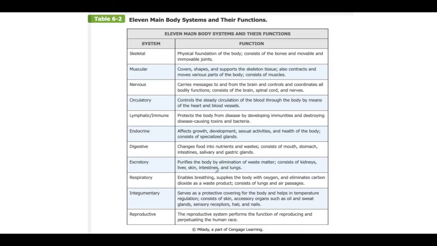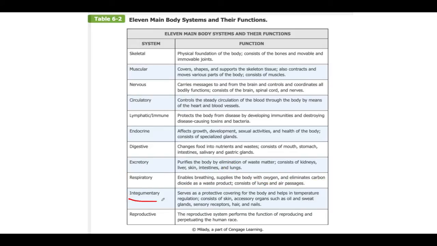And then talking about lungs, we also have the respiratory system. The respiratory system enables breathing, supplies the body with oxygen, and eliminates carbon dioxide as a waste product, something we talked about here that the lungs do. It consists of the lungs and air passages.